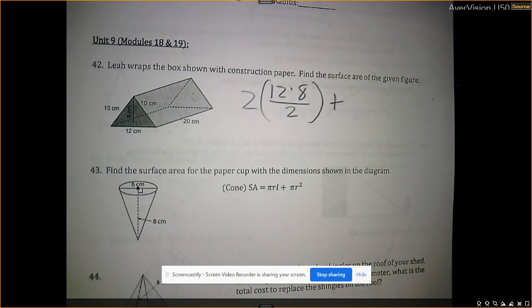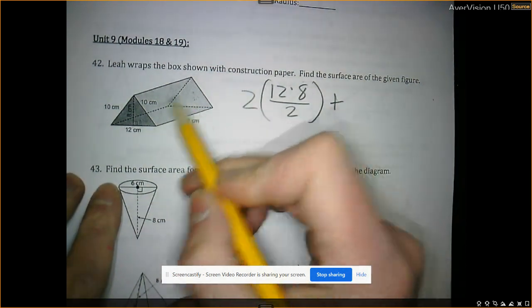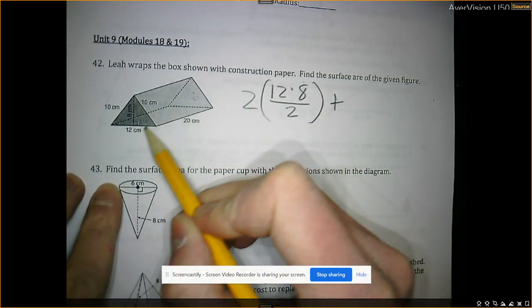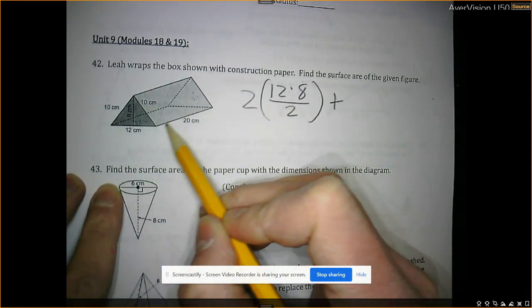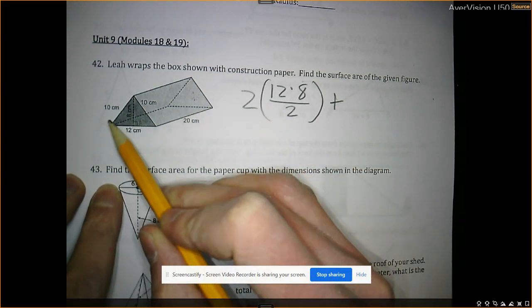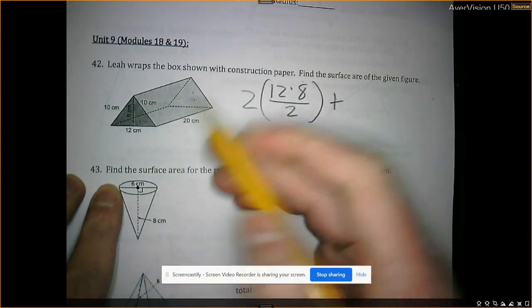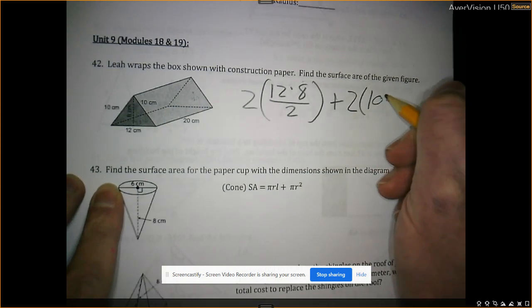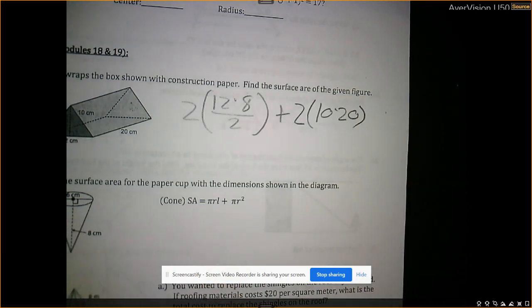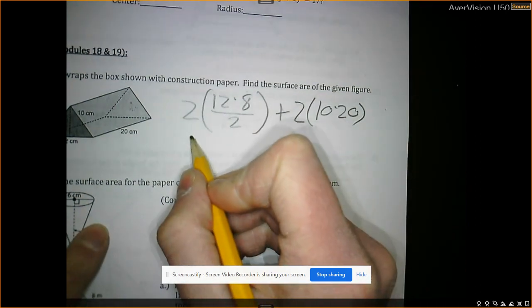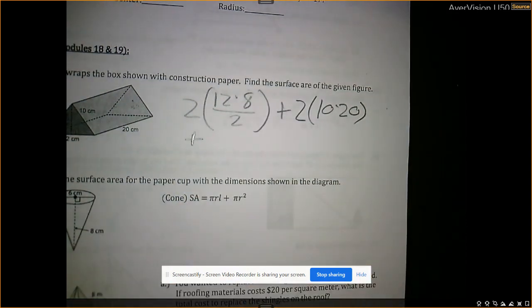We go on. Now I still have 3 faces left, right? I have this front rectangle, this back rectangle, and the bottom rectangle. This front rectangle here, that's a 10 by 20 rectangle. And this back one is also going to be 10 by 20. So I have 2 10 by 20 rectangles. So we need to add those in. You're not dividing by two. Nope, because only in a triangle. Triangle's area formula is base times height divided by 2. Rectangle, it's just length times width.